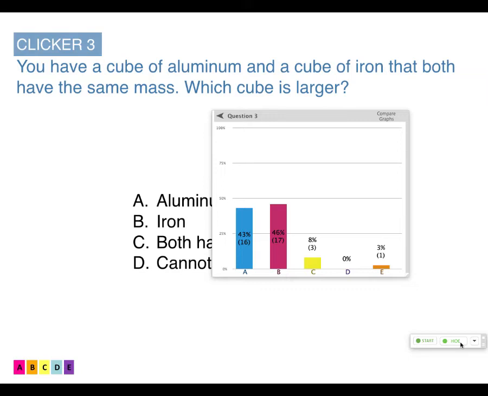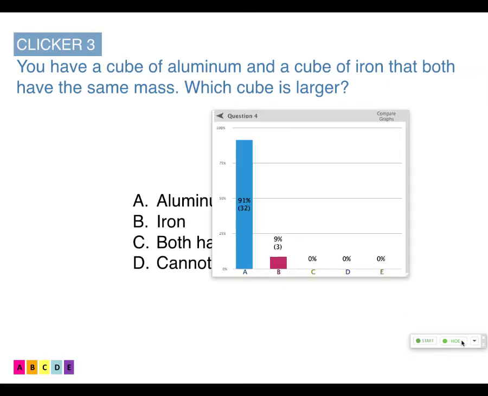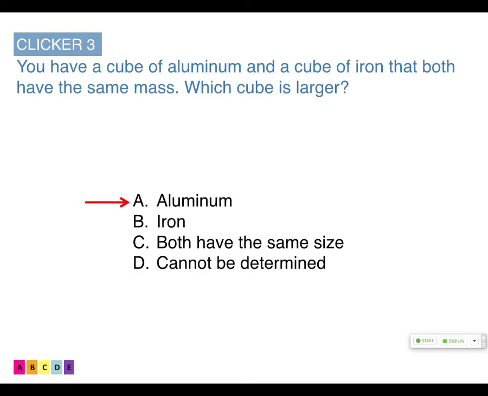Okay, so we're about 50-50 on aluminum or iron. Somebody put E. They really bought into the idea that you don't have to be right. You are getting credit, person who put E. All right, so discuss this. We'll take about a minute and a half. Better. Okay. The answer is aluminum.